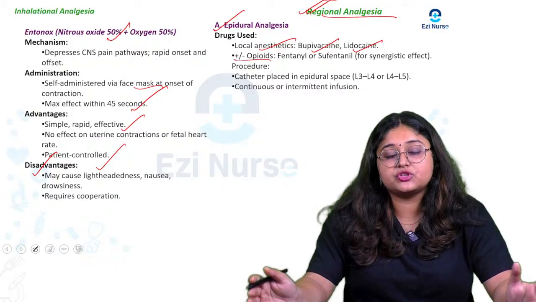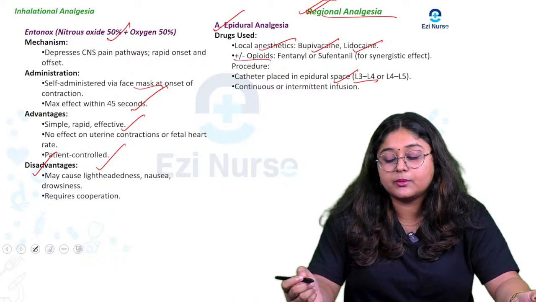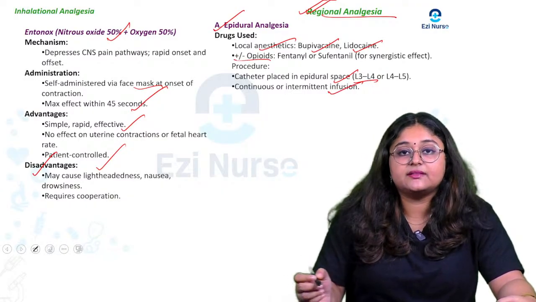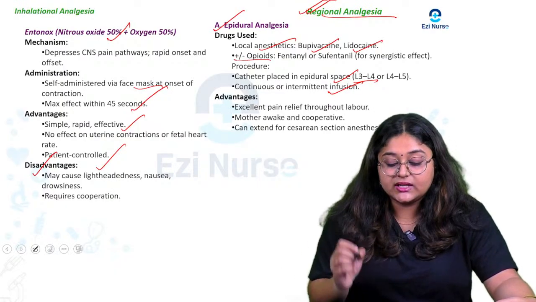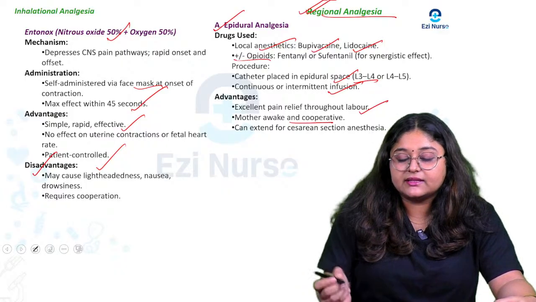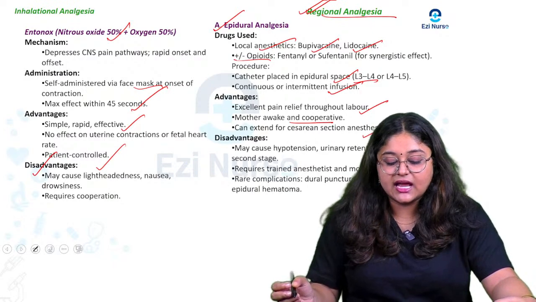And what is the procedure? Through a catheter we insert into the epidural space at lumbar 3 or lumbar 4, or in between lumbar 4 to lumbar 5. Next is continuous and then intermittent infusions. Next is the advantage. It is an excellent pain relief method throughout the labor, and also the mother is awake and cooperative in that procedure, and it can be extended for cesarean section anesthesia.